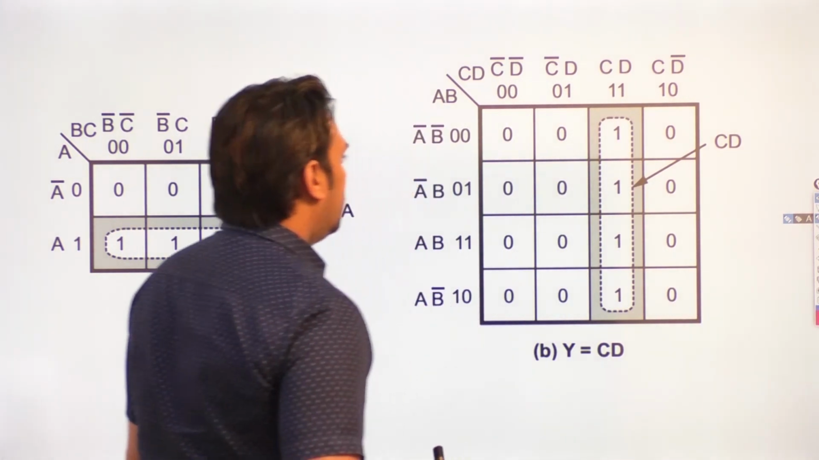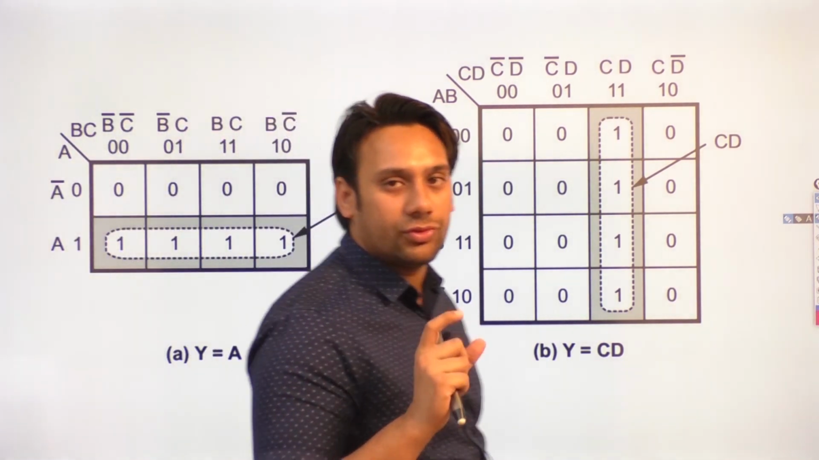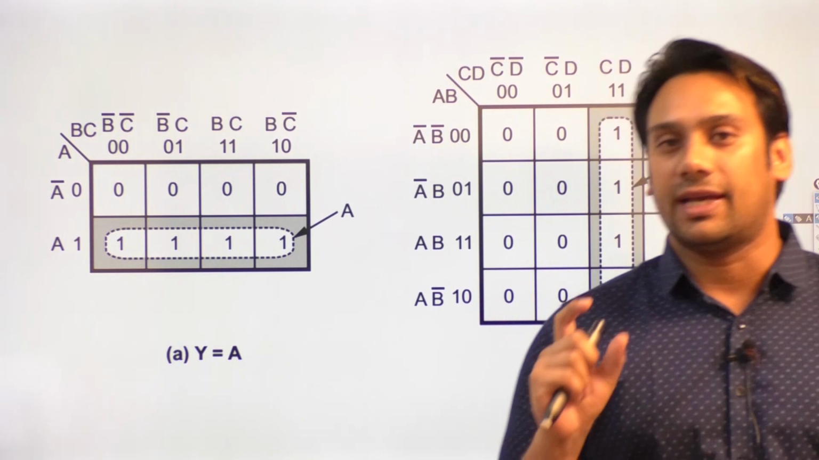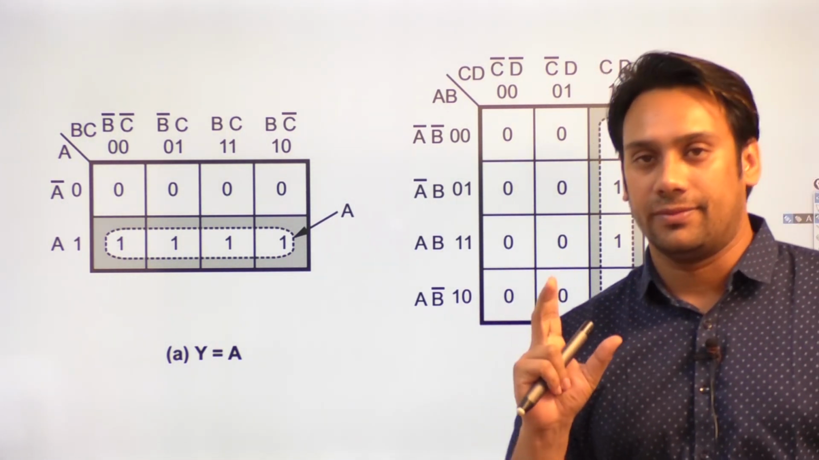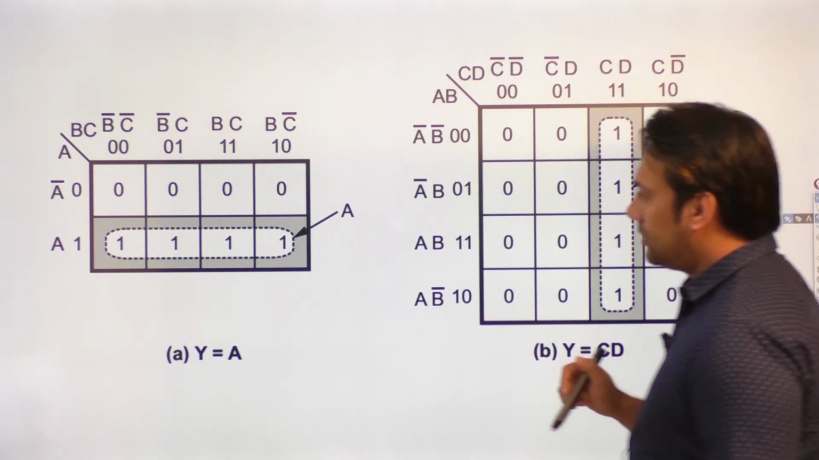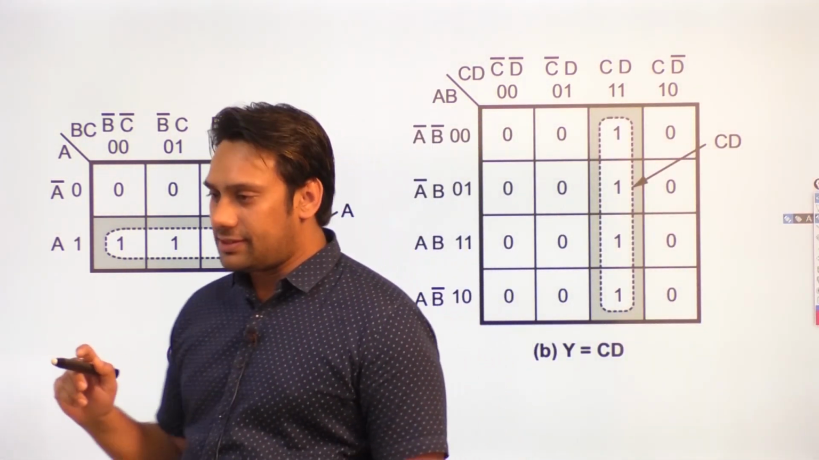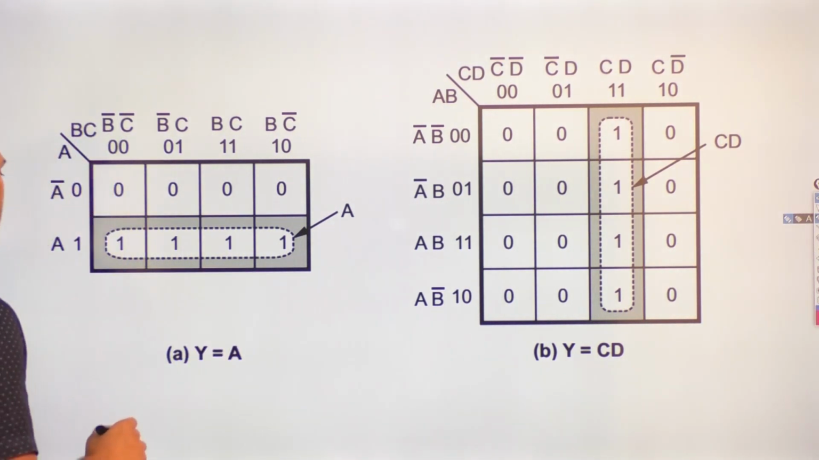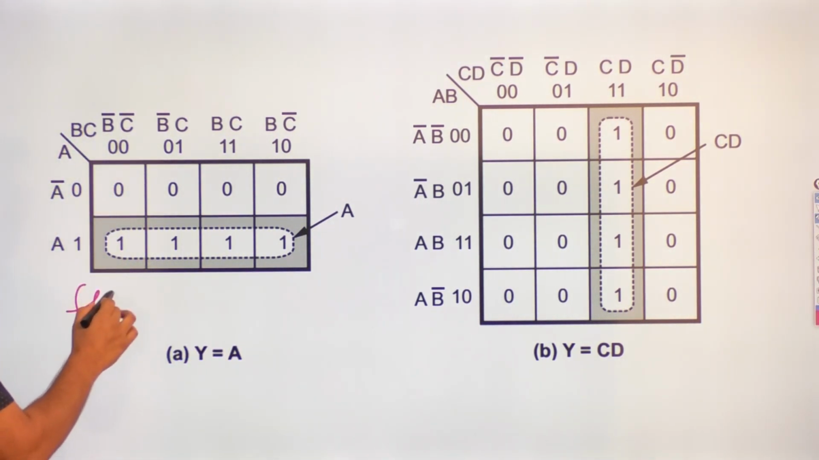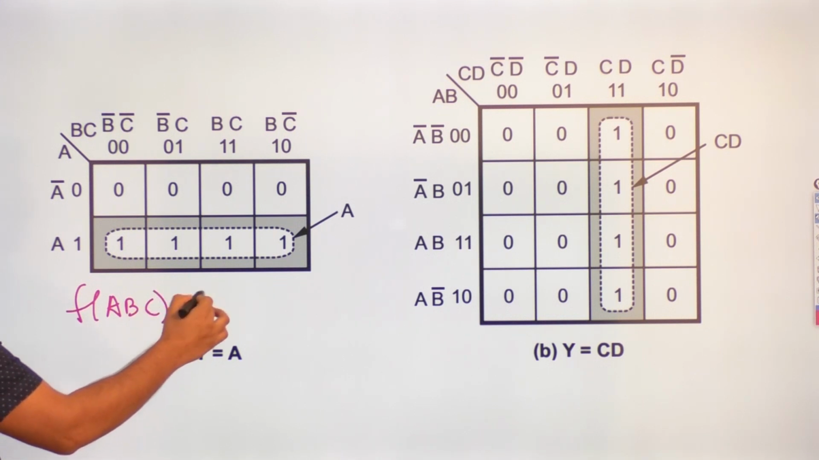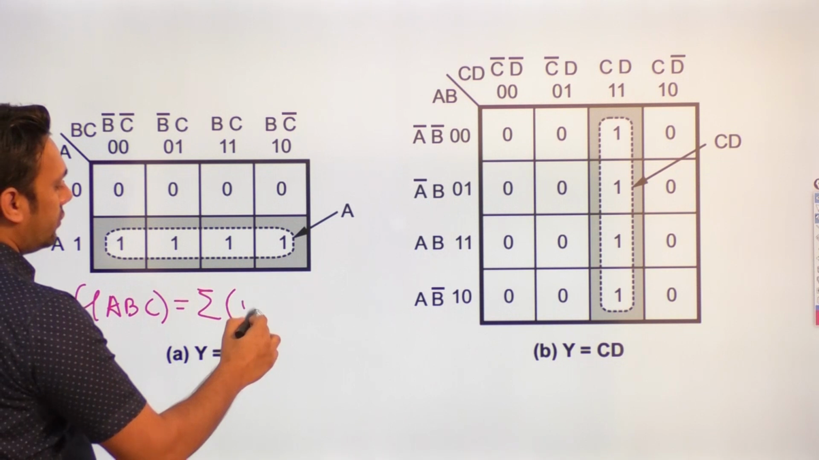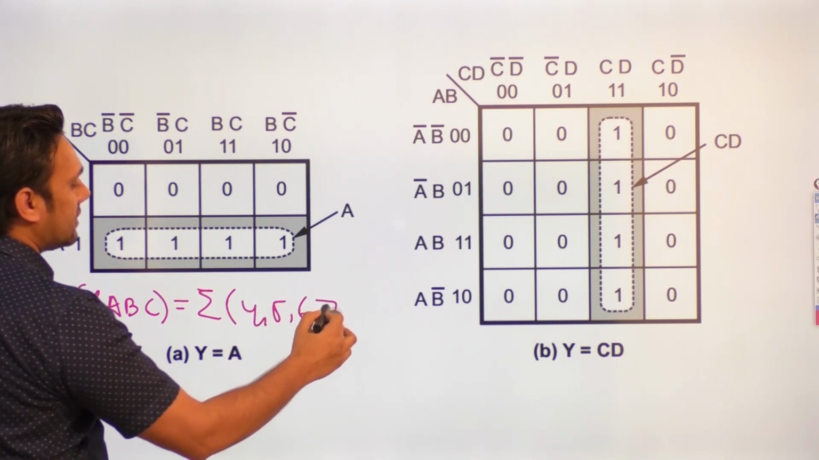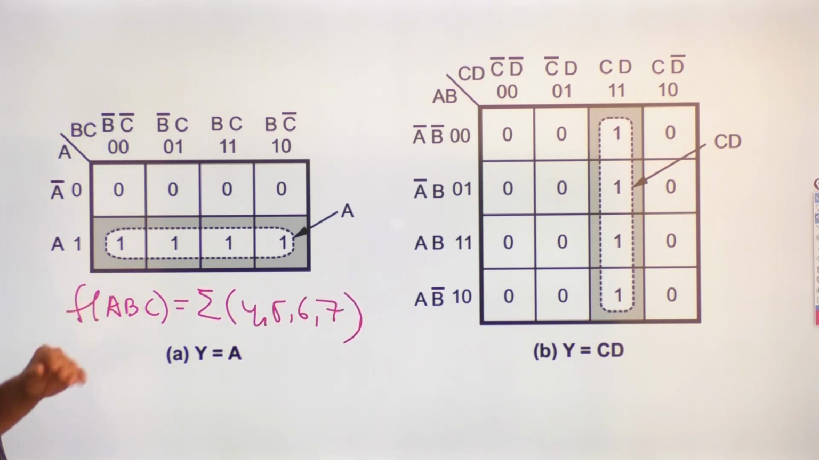Okay, let me take another example here. In this example we are creating a subcube of size 4, and all of these 4 cells should be adjacent. Like in this case, what expression is this representing? This is representing a function f of ABC, where we have summation 4, 5, 6, 7. That means it has 4 min terms.